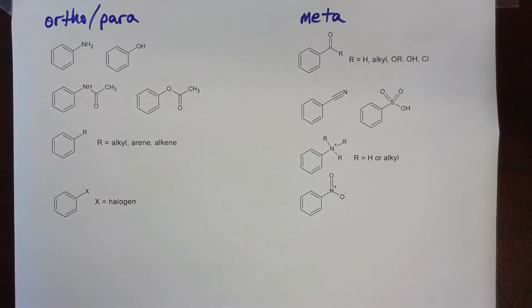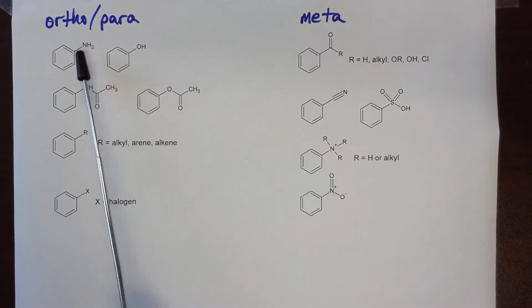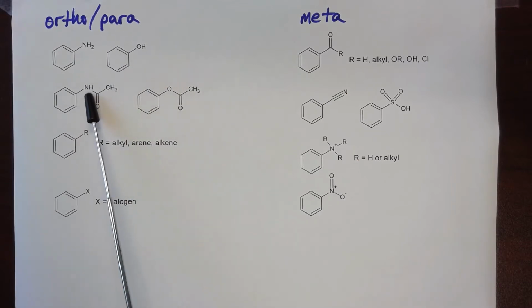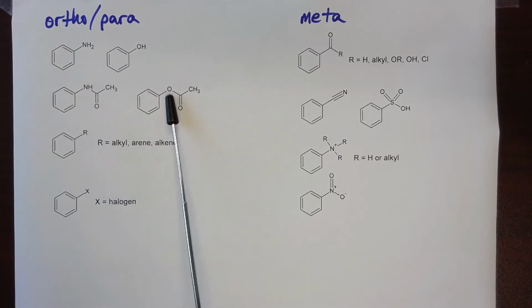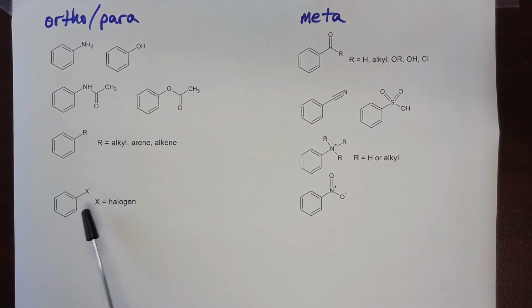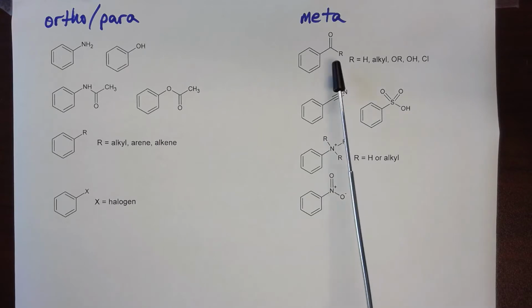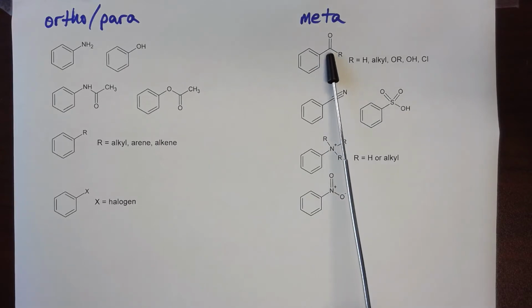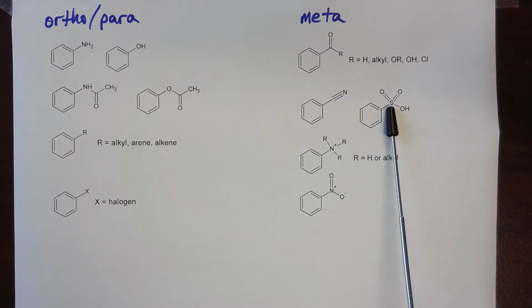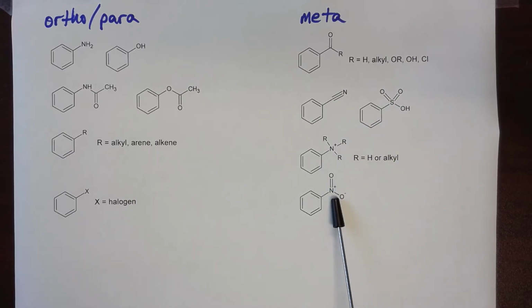All the ortho-para directing groups have an atom that is bonded to the benzene ring that can donate electron density by resonance or induction. And in the case of halogens, they can also donate electron density by resonance, although that's not the primary effect for halogens. They actually withdraw a little more electron density by induction. But over here, the meta-directing groups, the benzene ring is bonded to an atom that does not have electron density to donate to the ring.